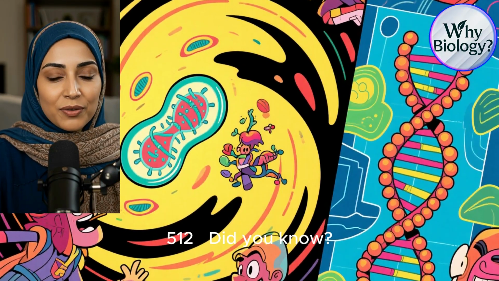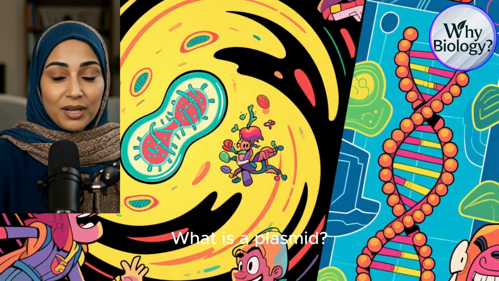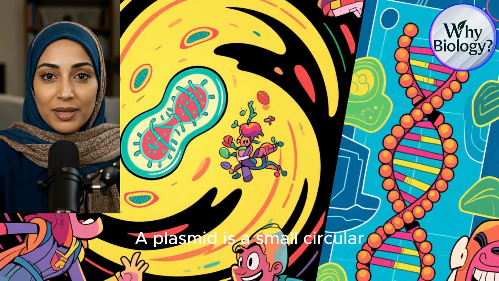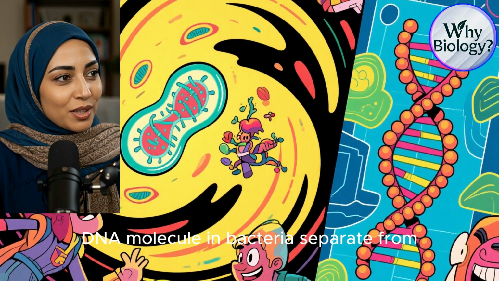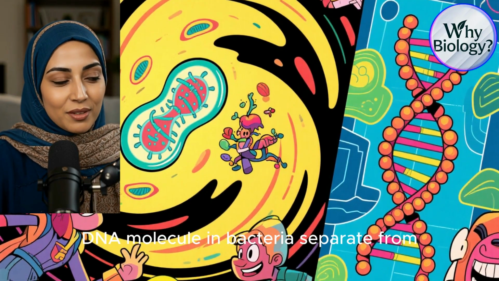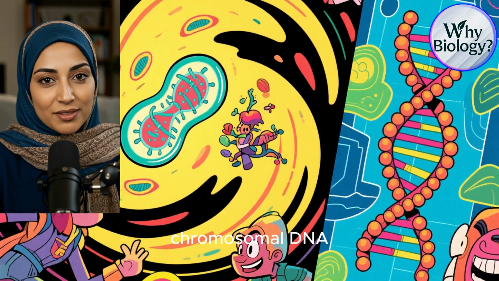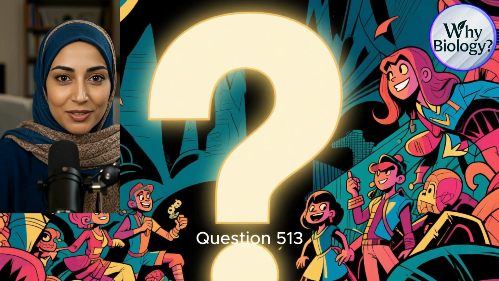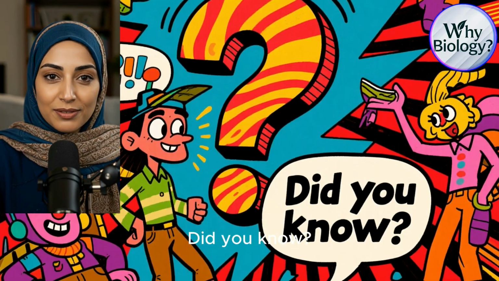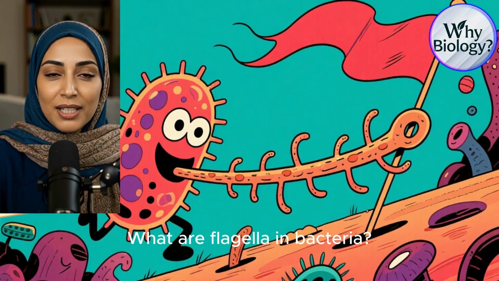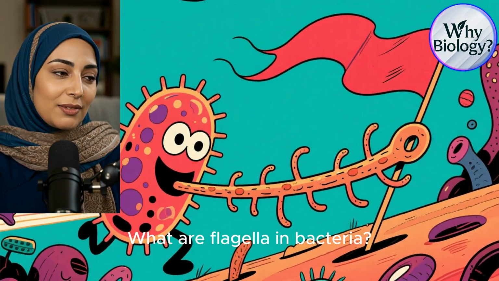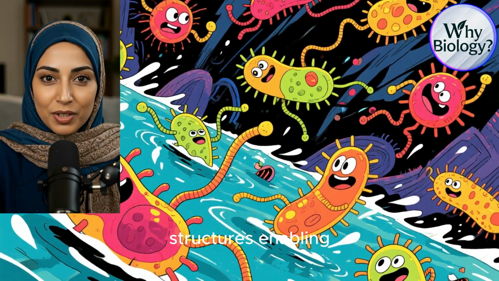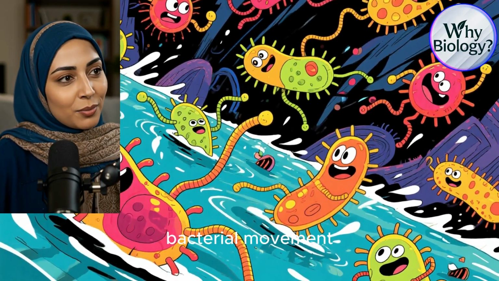Question 512. Did you know? What is a plasmid? A plasmid is a small circular DNA molecule in bacteria, separate from chromosomal DNA. Question 513. Did you know? What are flagella in bacteria? Flagella are whip-like structures enabling bacterial movement.